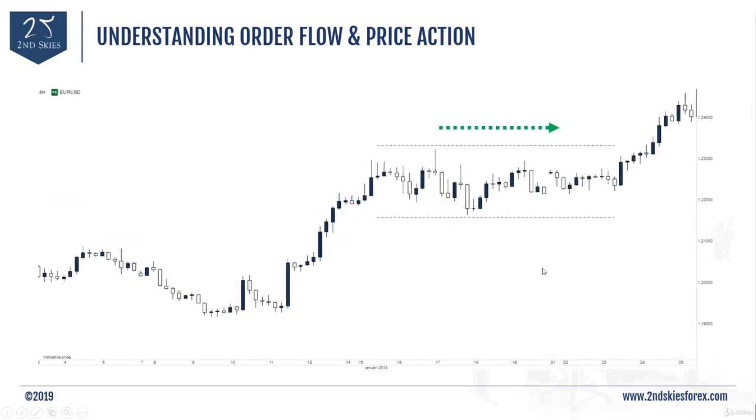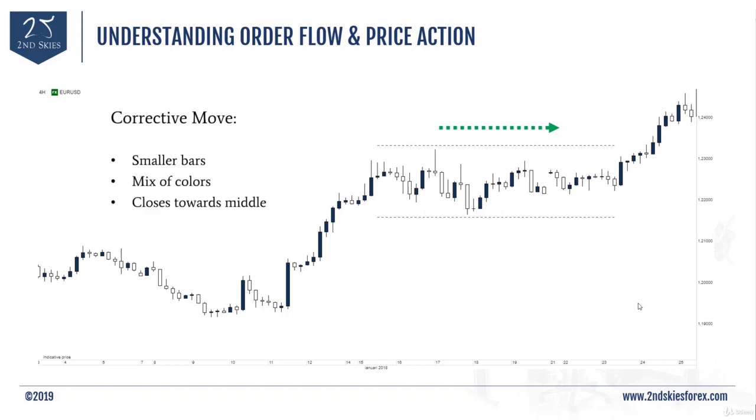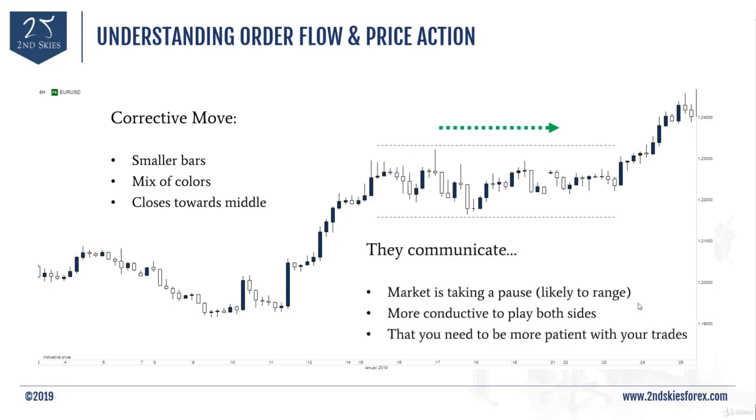When we look at it in the chart, this is the same chart. So here's the bullish impulsive move, but look what happens. We go into a corrective phase with a mix of bullish and bearish candles, closes towards the middle, and smaller candles. So this is a textbook impulsive and corrective pattern manifesting itself here. You can see this meets all the definitions of a corrective move.